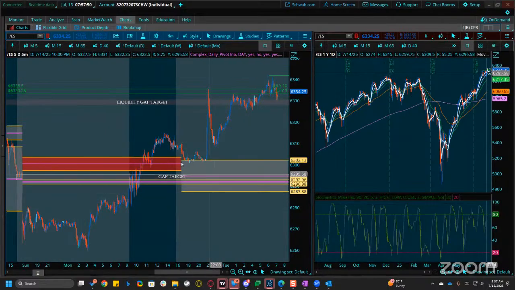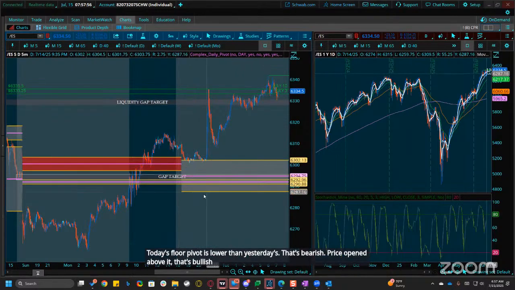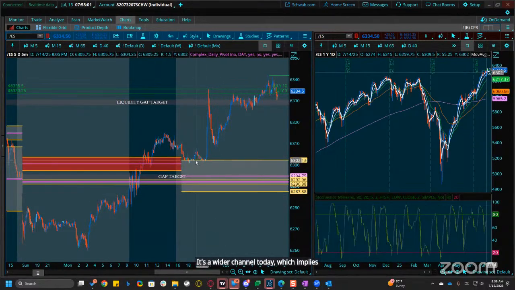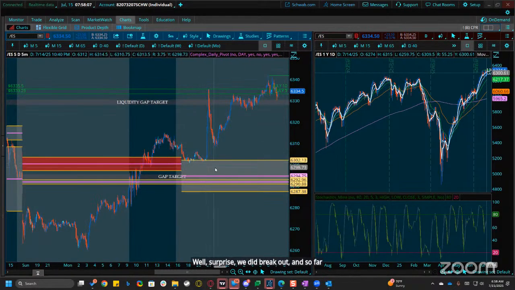Today's floor pivot is lower than yesterday's. That's bearish. Price opened above it. That's bullish. Those two sort of cancel each other out. It's a wider channel today, which implies if we break out, that the breakout won't stick. Well, surprise, we did break out, and so far it has stuck.